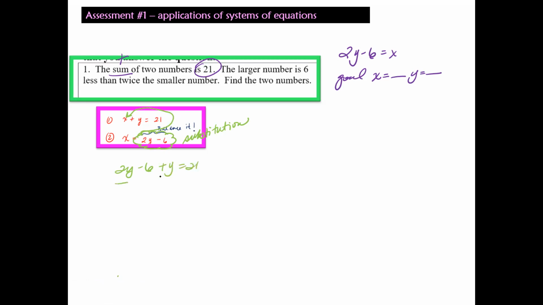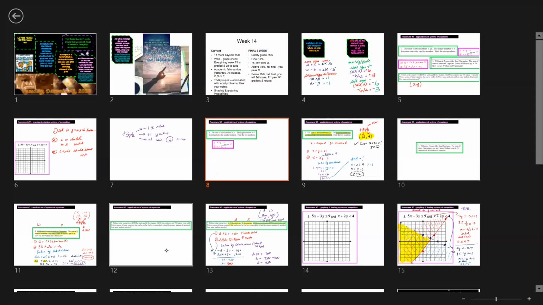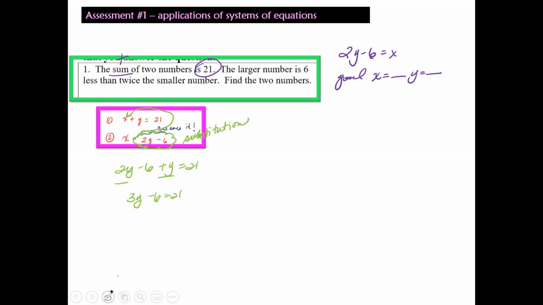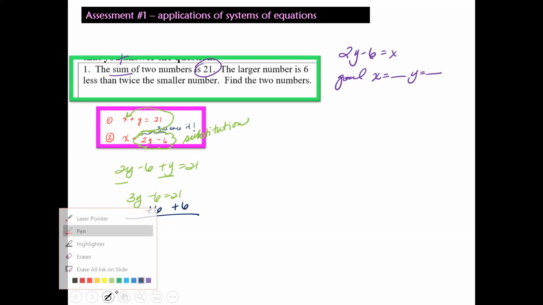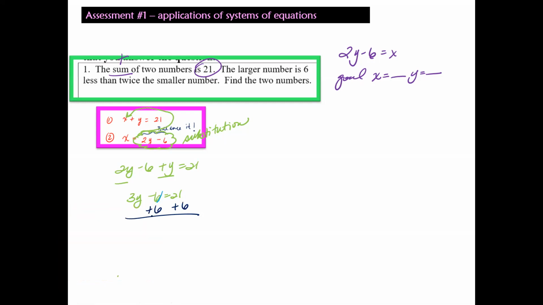All right, we're going to go ahead and combine like terms. So 2y plus 1y is a 3y, minus 6 equals 21. The opposite of a minus 6 is a positive 6. So I'm going to add the 6 on both sides. That cancels. And I have 3y is equal to 27. How do you get rid of 3 times y? The opposite of a times is a divide. So I'm going to divide on both sides. The 3 cancels. y equals 9.